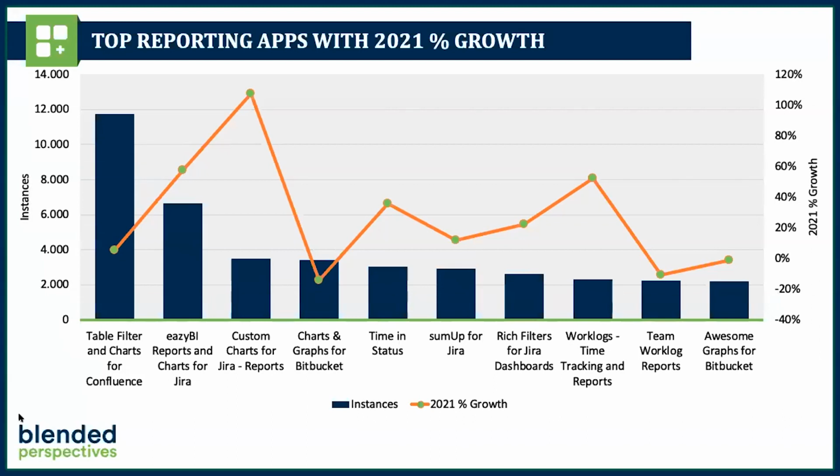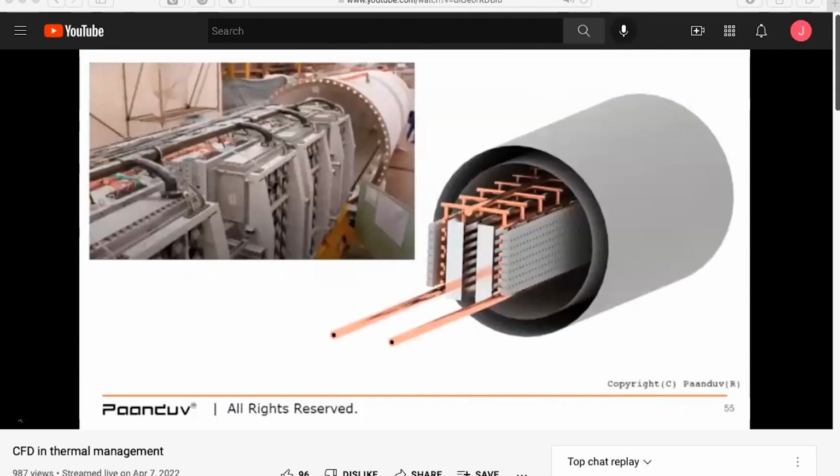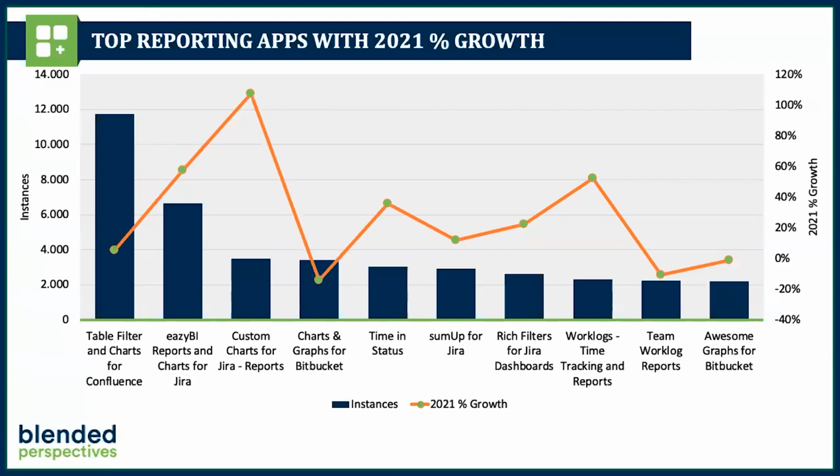But the interesting part is this one because they can break it down on the actual vendors. In this case, it's kind of misleading because the number 1 right now is Table Filters and Charts for Confluence, which is a great app. But it's not really Jira, it's more Confluence. So the winner here is eazyBI. Last year, eazyBI had a growth of 60%, and you had 6,000, maybe 7,000 installs, right?